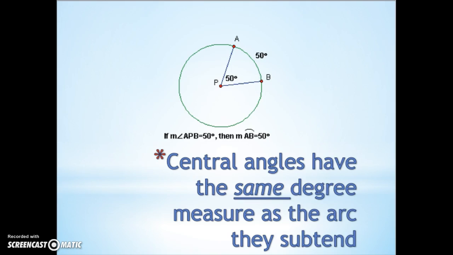A central angle, remember, is an angle that is centered at the center of the circle. They have the same degree measure as the arc they subtend. So if the measure of the central angle is 50 degrees, that means the measure of the arc that it subtends is 50 degrees, okay? So that one's easy to remember.